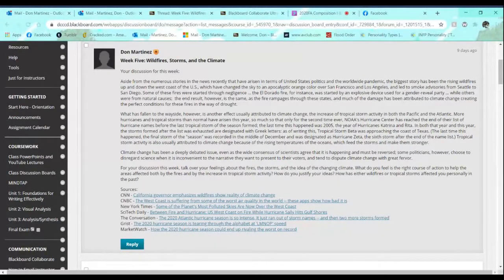For your discussion this week, talk over your feelings about the fires, the storms, and the idea of the changing climate. What do you feel is the right course of action to help the areas affected both by the fires and by the increase in tropical storm activity? How do you justify your ideas? How has either wildfires or tropical storms affected you personally in the past?